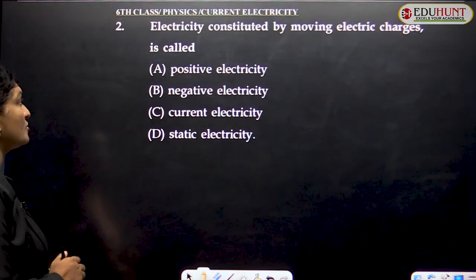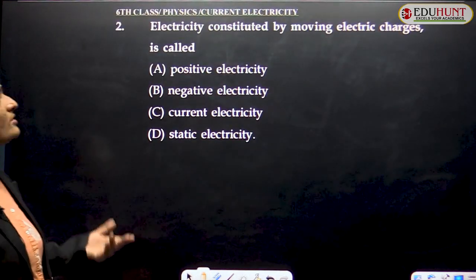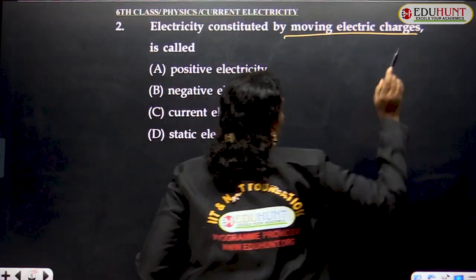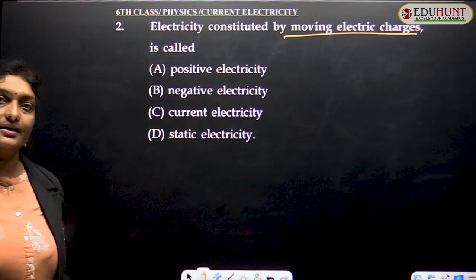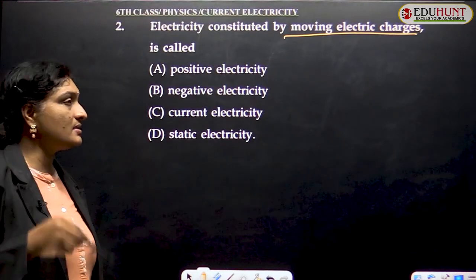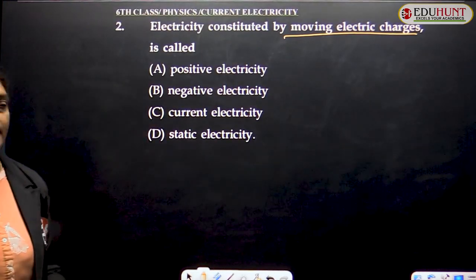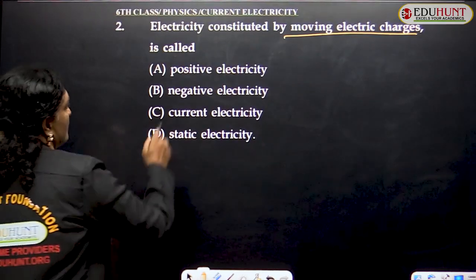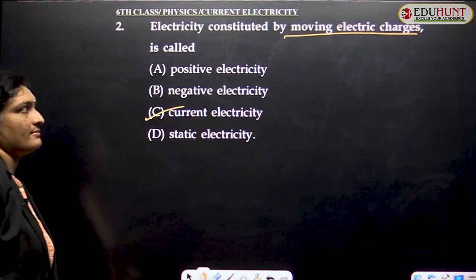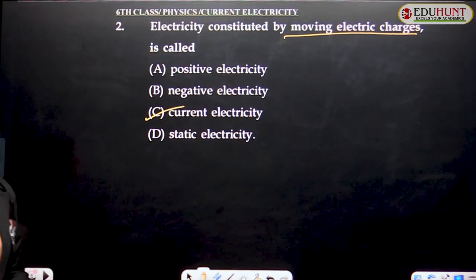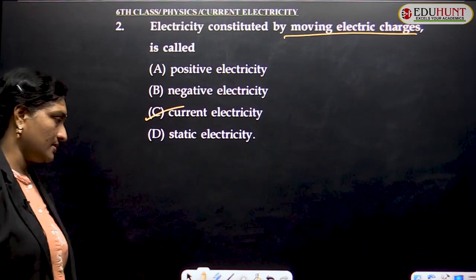Now moving to the next question. Electricity constituted by moving electric charges. Earlier it was static and here it is moving. At rest is static. Moving means current electricity. Hence the next option is current electricity. Moving charges, current electricity. Rest charges, static electricity.